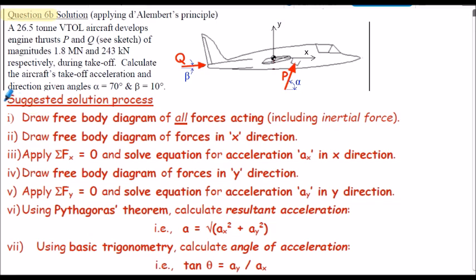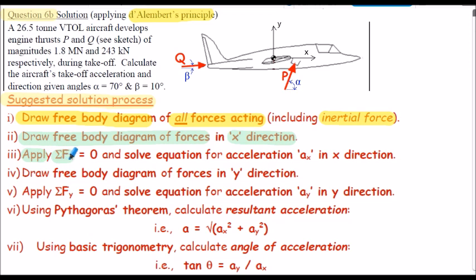Question 6b. Here's the suggested solution process to solve this problem. Firstly, draw a free body diagram of all the forces acting on our body, in this case the aircraft, and because we're applying D'Alembert's principle, remember to include the inertial force, the MA force, on the free body diagram. Remember that the inertial force always opposes the change in motion. Once we're fully aware of all the forces on our body, we can then resolve forces into the x and the y directions. So we can draw another free body diagram, this time of all the forces in the x direction. Because we're using D'Alembert's principle here, we can apply Newton's first law, summation of all the forces in the x direction equals 0. This will produce a simple equation, that's one equation with one unknown, and we can solve this equation for the acceleration in the x direction, that's ax.